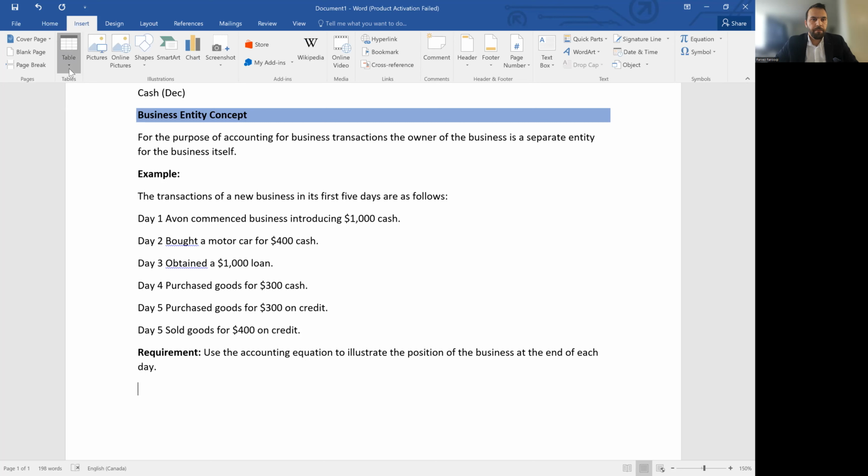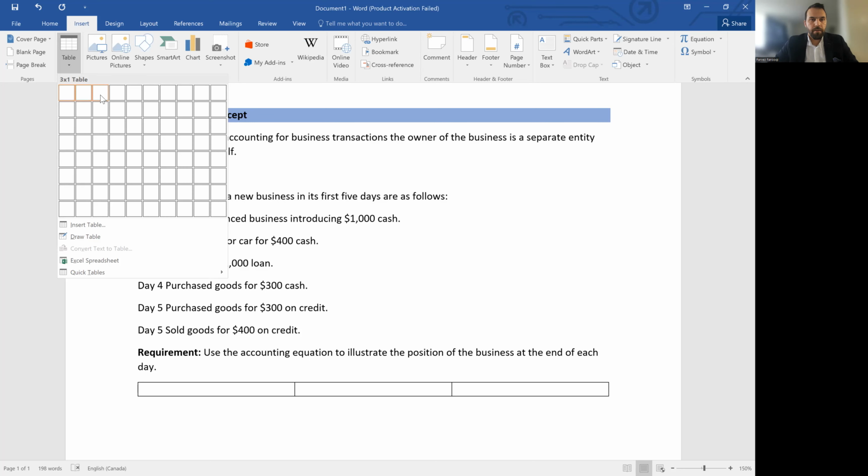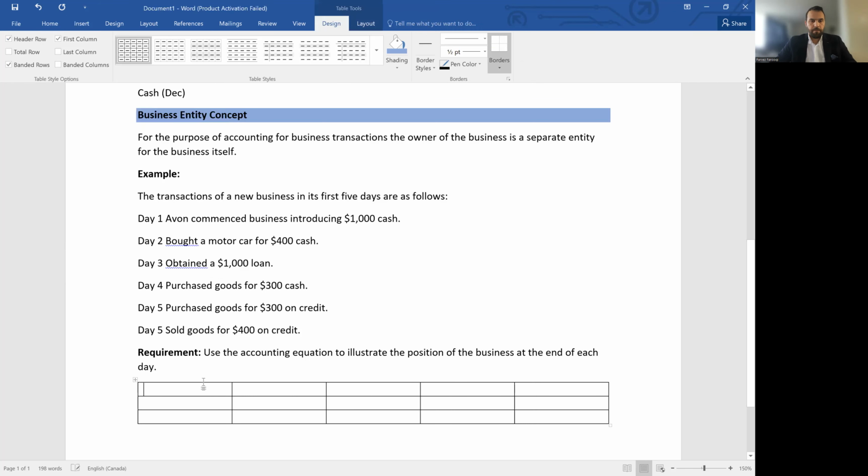So let's do this example. I'm going to make a table: description, assets, liabilities, and equity. Let's suppose day, description, assets, equal to liabilities plus capital. Let's start from the first one. Day one.